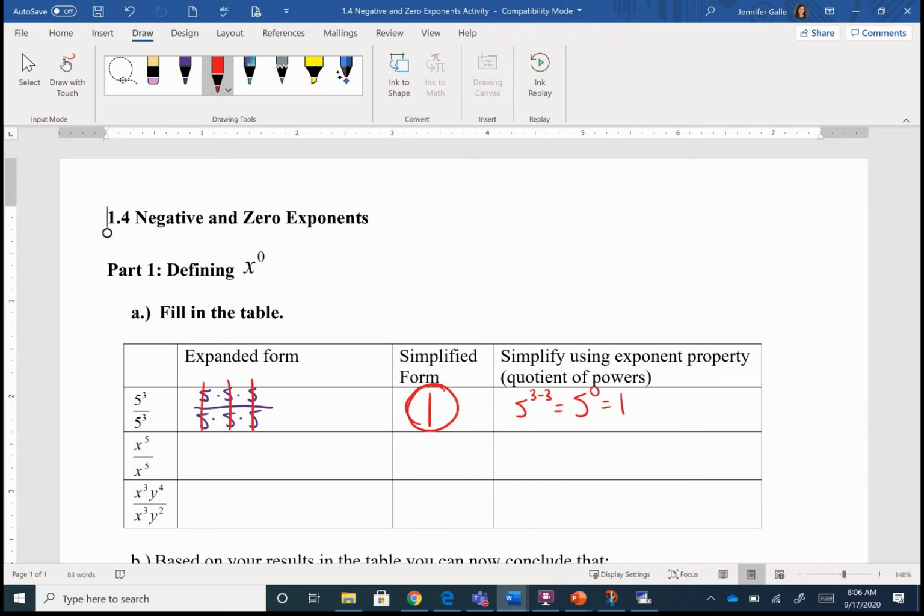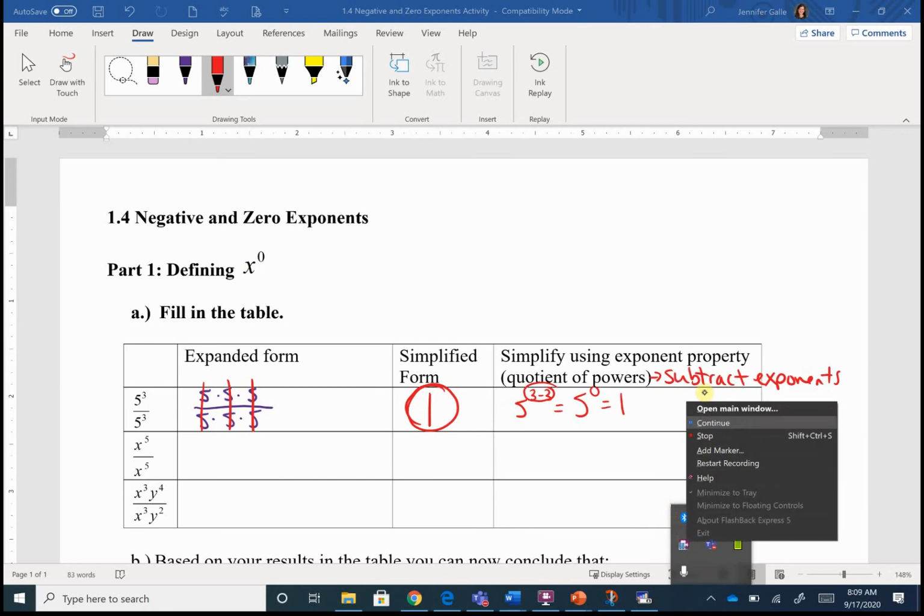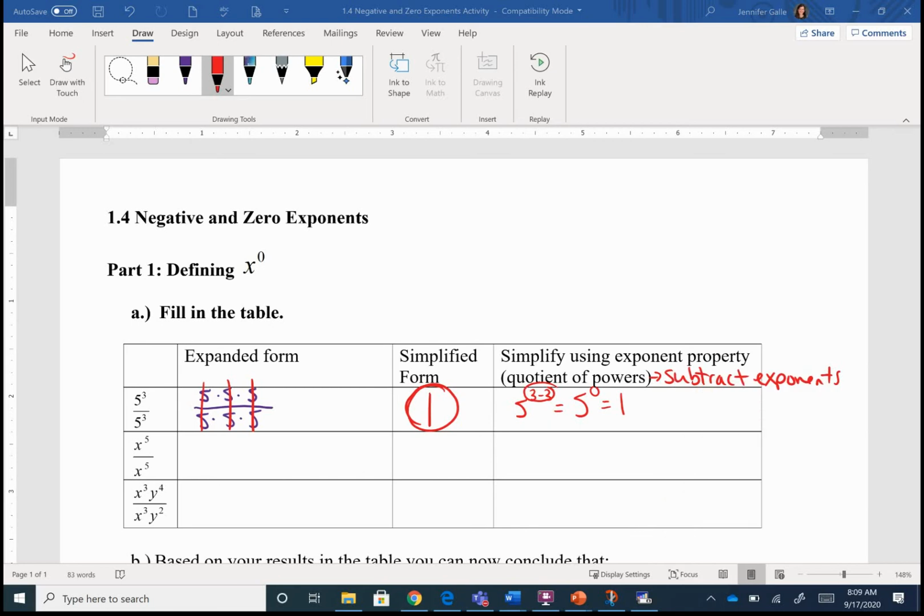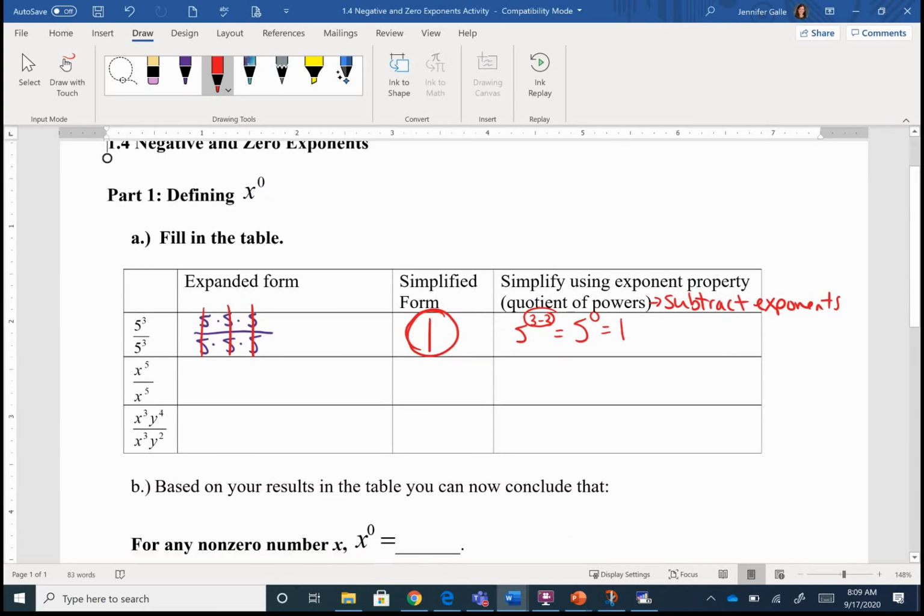So we just refreshed on what it means to expand and simplify. And we just refreshed that our property says we're going to subtract exponents. I'm going to even make a little note up here for you: subtract exponents. So try out those next 2 rows. We'll talk about them, and we will come up with our rule for what we do if there's a 0 exponent. The second row is looking great.